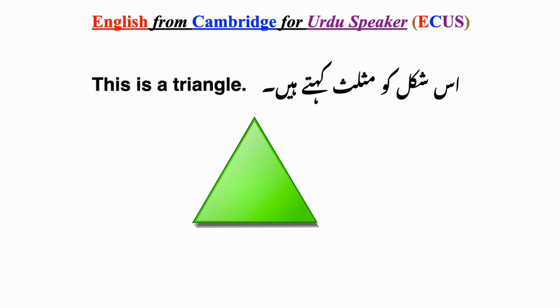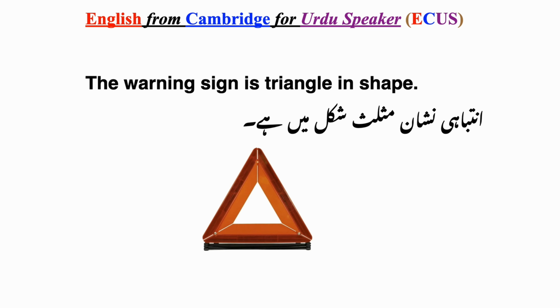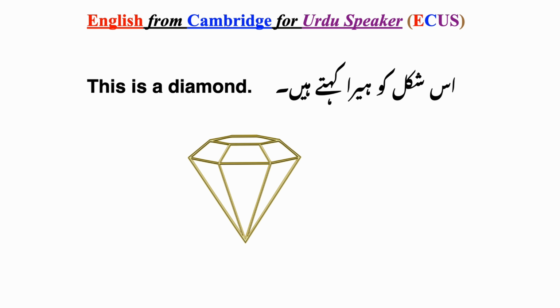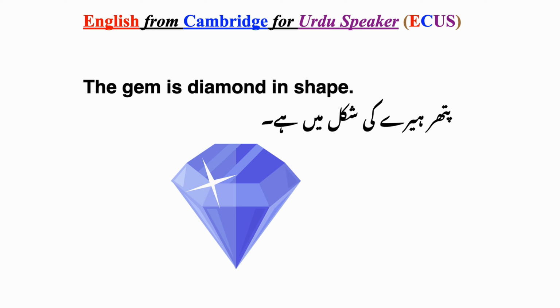This is a triangle. The warning sign is triangle in shape. This is a diamond. The gem is diamond in shape.